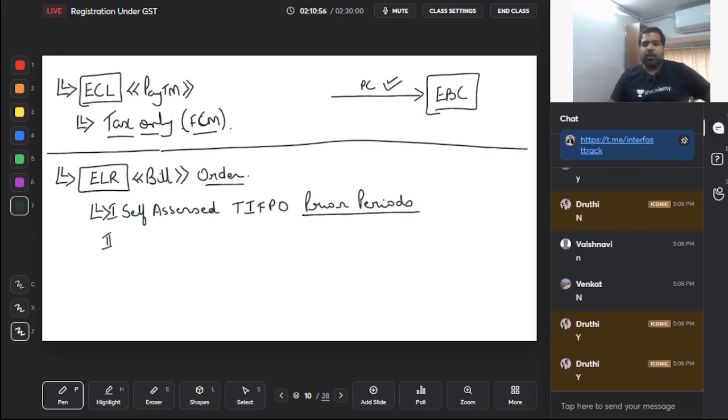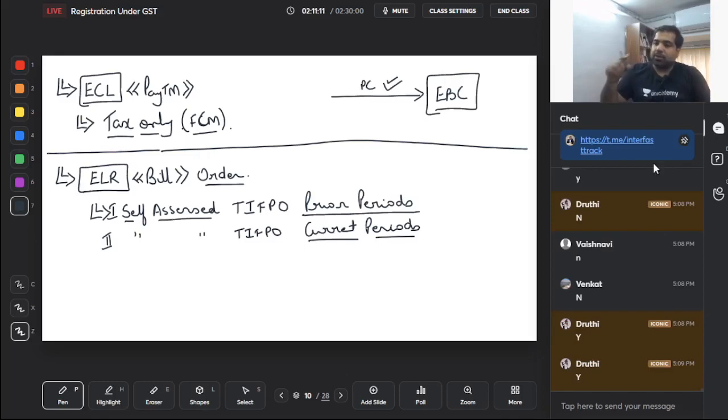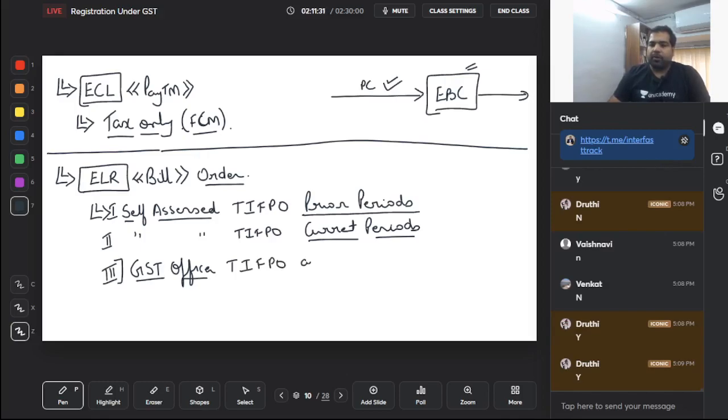Next, second, whatever you have self-assessed TIFPO of the current period. So first prior period and then current period. Guys, this is the order, first prior period, then current period. And who has assessed this? You yourself have assessed. This is my liability, this is my credit, this is my payment. You have self-assessed. And last, guys, any amount or any TIFPO determined by the GST officer will be paid after. So is this the order, guys? Yes, this is the order of paying your electronic liability register.